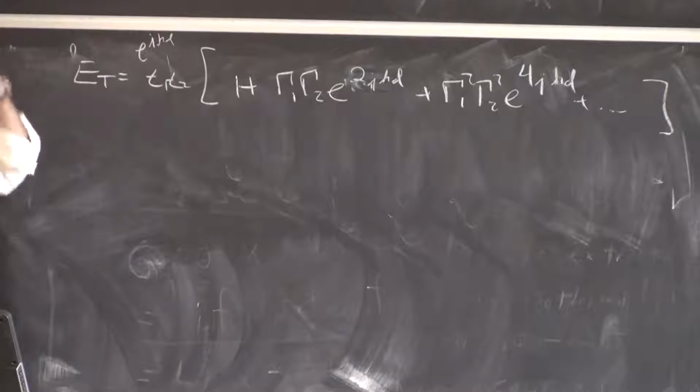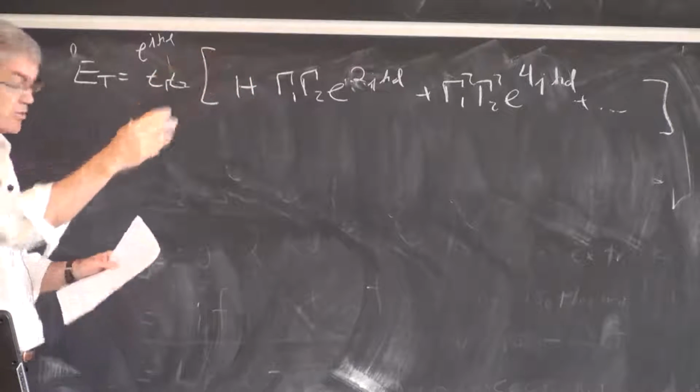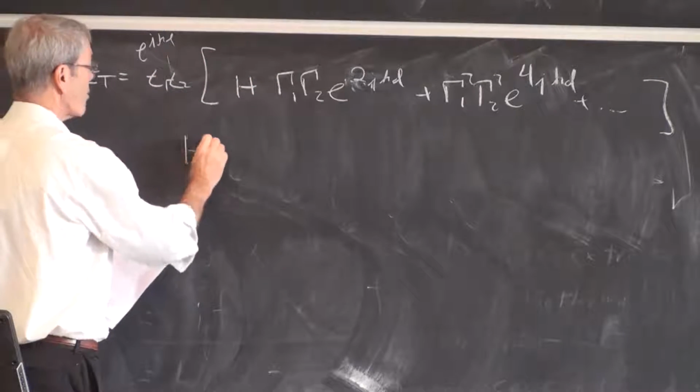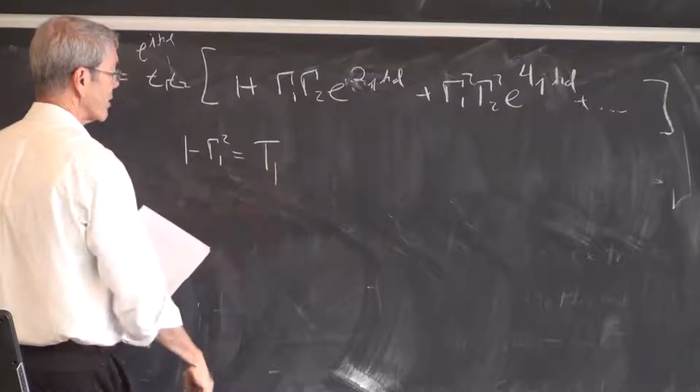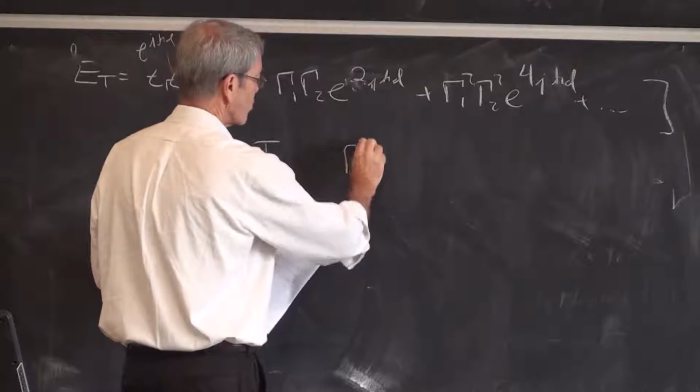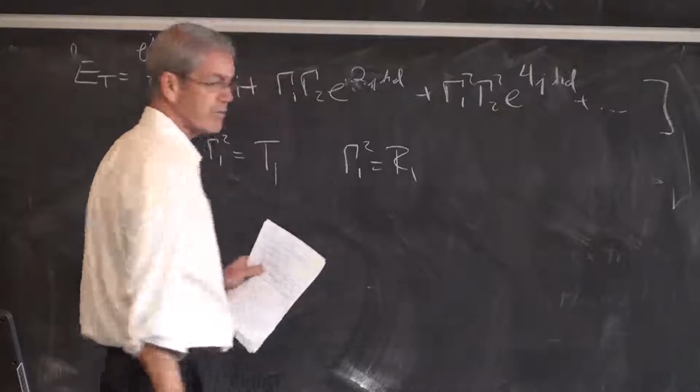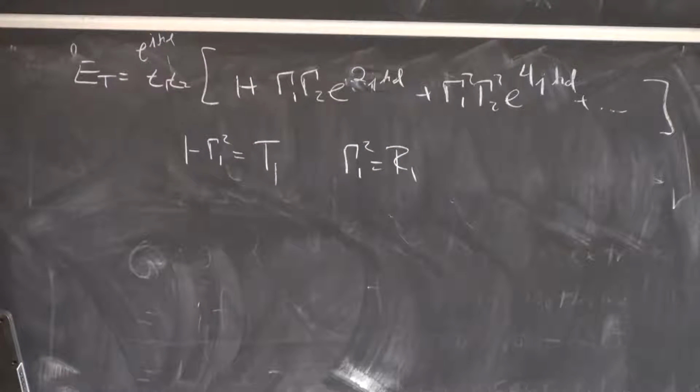Infinite series. It's a power series. You can easily sum it up. So you do the sum. It's easy to do. You recognize that 1 minus gamma 1 squared equals T1, and gamma 1 squared equals R1. So this is my amplitude. This is my intensity reflectivity.